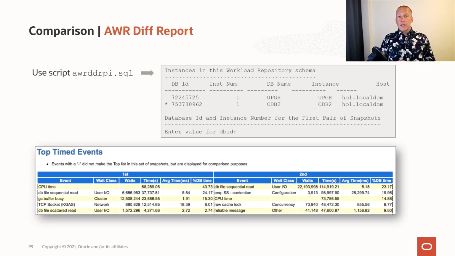You then get a diff report, which shows the differences between the two sets of snapshots, one from on-prem and the other one from the test database in OCI. And again here, the idea is not to chase the very small details, the very small knobs and commas, but to get an overview of the workload.